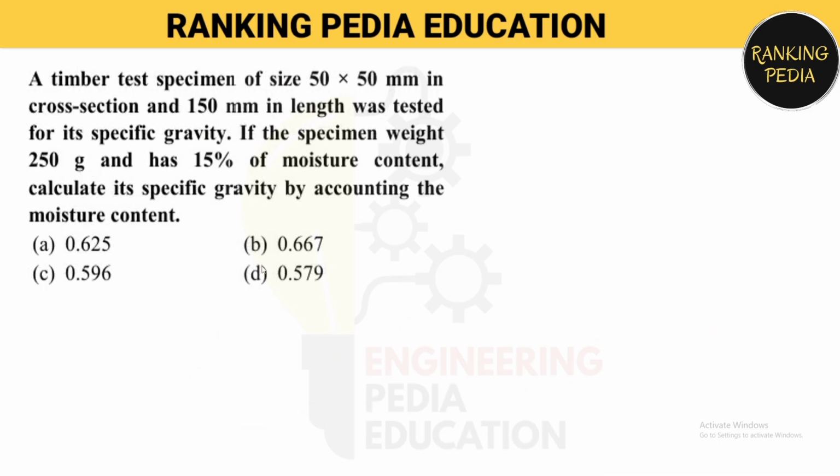Next question: a timber test specimen of size 50 into 50 millimeter in cross section and 150 in length was tested for its specific gravity. If the specimen weighs 250 gram and has 15% moisture content, calculate its specific gravity by accounting for the moisture content. So we will first note down the given things.